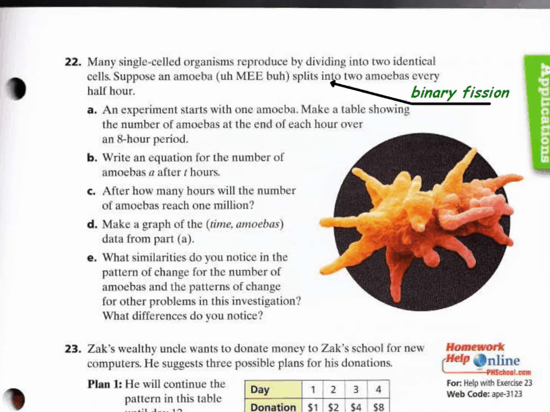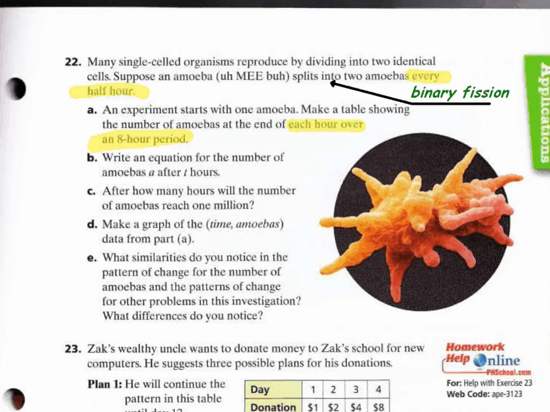So part A says that an experiment starts with one amoeba. Make a table showing the number of amoebas at the end of each hour over an 8-hour period. And I want to point out that the table says we want each hour over the 8-hour period, but amoebas don't split on the hour. They actually split every half an hour. So that's something we have to watch out for.